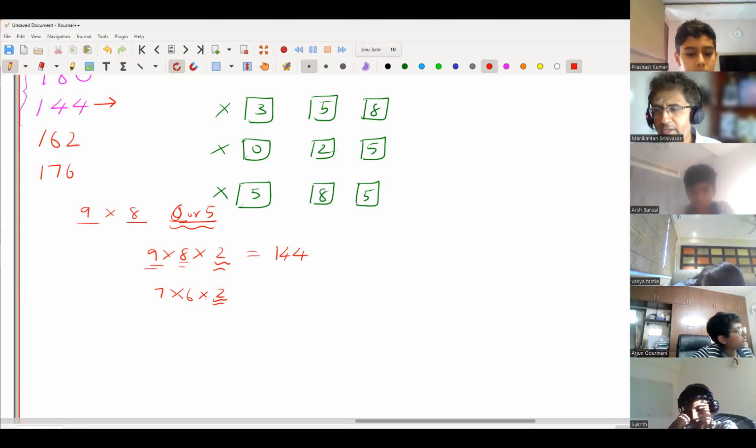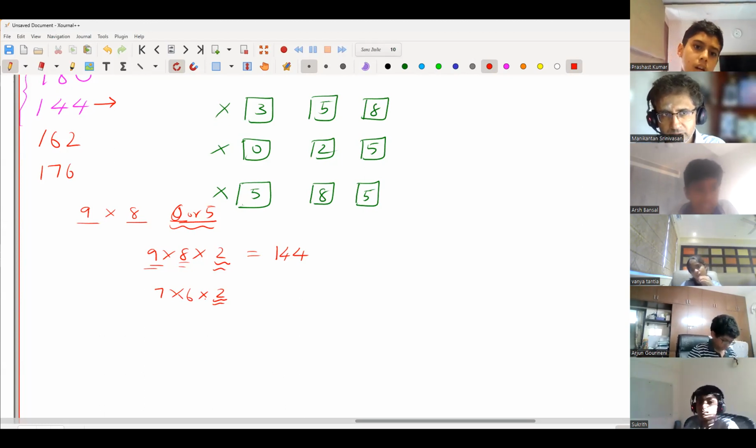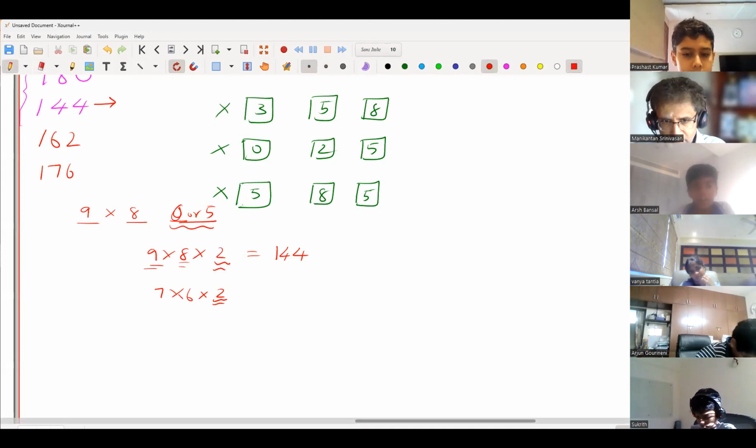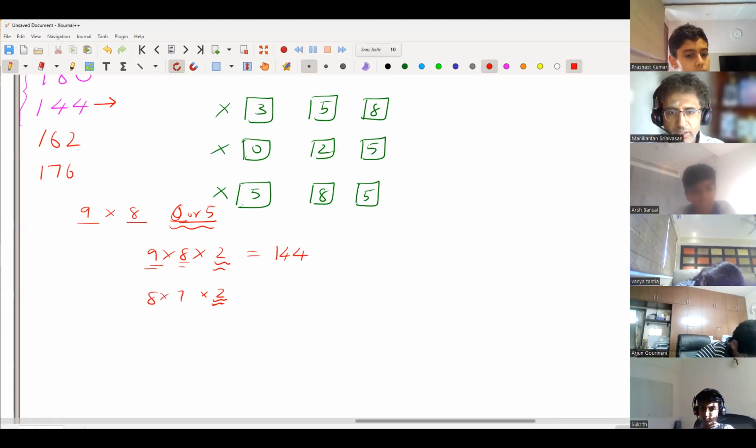I repeat your logic once more. He said 9 into 8 into 2. I got the 2 right, but it can't be 9 into 8 because we can't use that many times. I think it should be 8 into 7 into 2. Okay, explain your 8 into 7 into 2. Because there are 10 digits, right? So 0 and 5 can't be repeated. So it'll become 8, and then 8 subtracted by 1 is 7, 56.